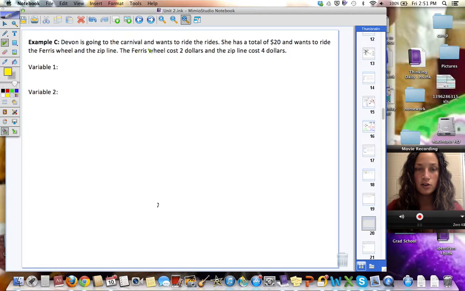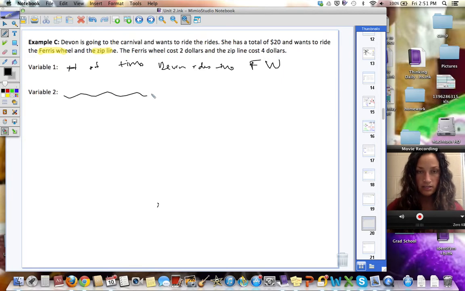So this one is going to be a little different. Devin is going to the carnival and wants to ride the rides. She has a total of $20 and wants to ride the Ferris wheel. So I want the Ferris wheel and I want the zip line. Ferris wheel costs this, zip line costs this. I don't care about numbers right now, again, because I'm not writing an equation. The two things that I'm dealing with is the number of times Devin rides the Ferris wheel, and then the number of times Devin rides the zip line. These are just variable 1 and variable 2.